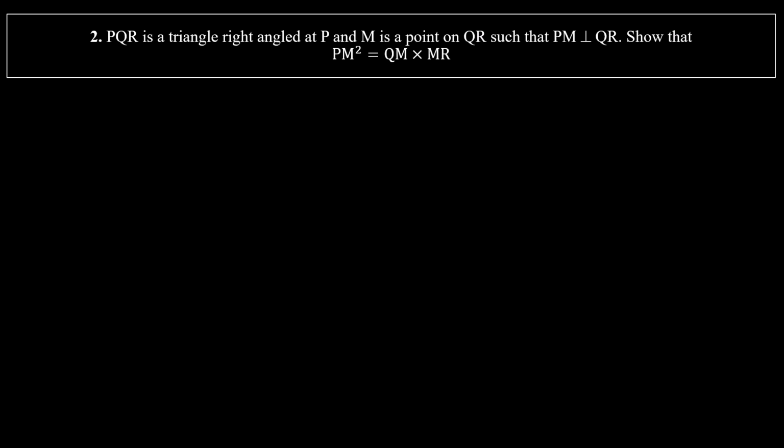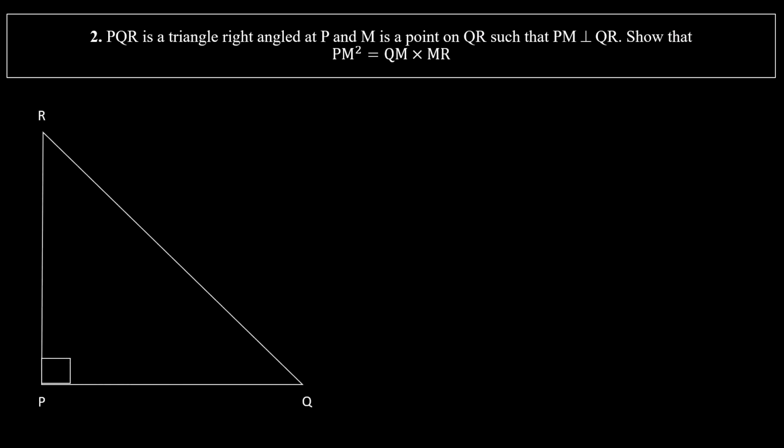In this we are given a right triangle PQR, which is right angled at P, this way. M is a point on QR such that if we join PM, it is perpendicular to QR, this way. We need to show that PM square is equal to QM into MR. Now consider triangle PQM, this triangle.